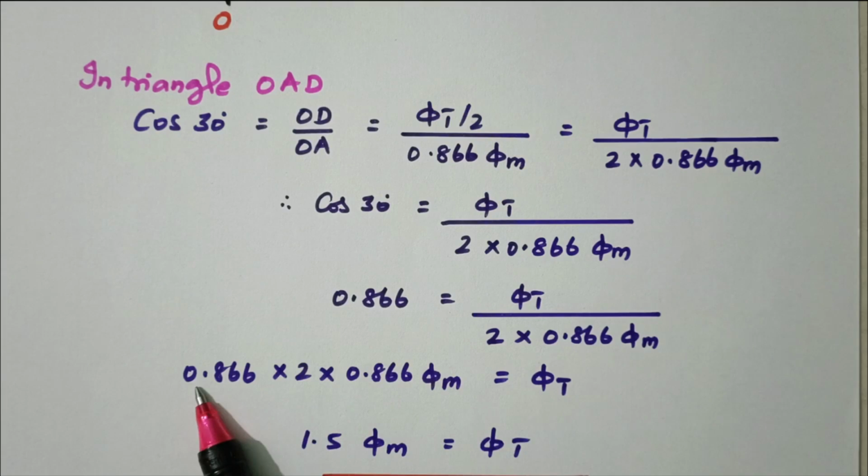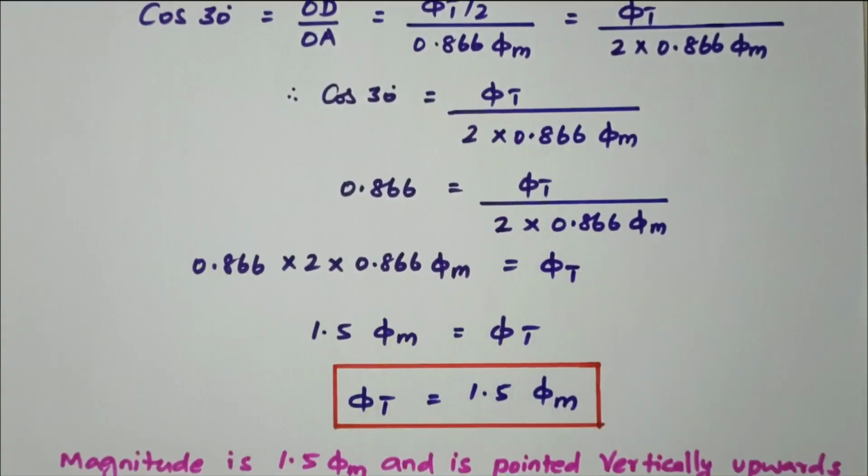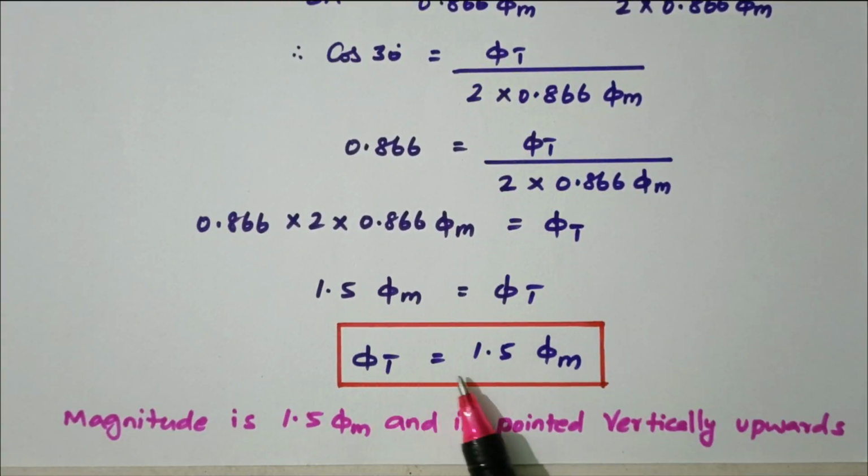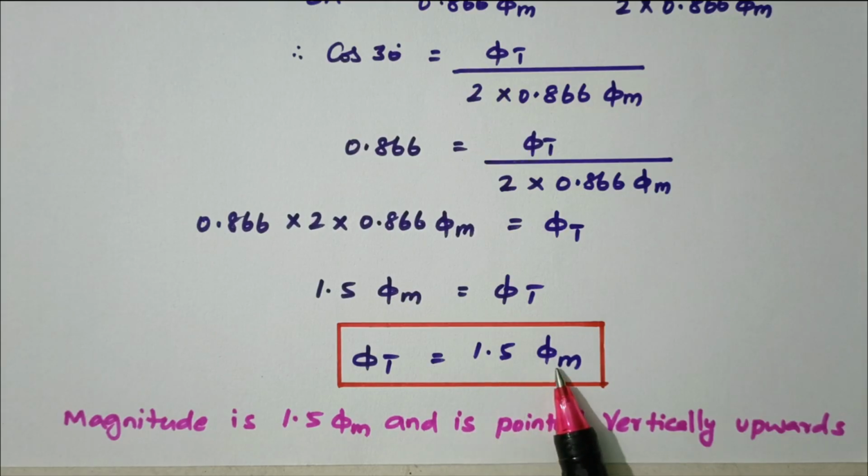So by simplifying this, what we got is 1.5 φm equals φt. So φt equals 1.5 φm. So at position 1 we are getting 1.5 times the maximum flux. The magnitude is 1.5 φm and it is pointed vertically upwards, as already discussed in the vector diagram. It is vertically upwards. Now we'll see position 2.